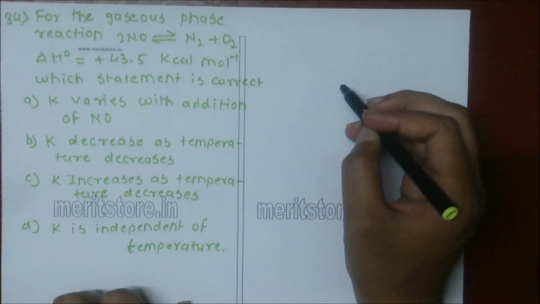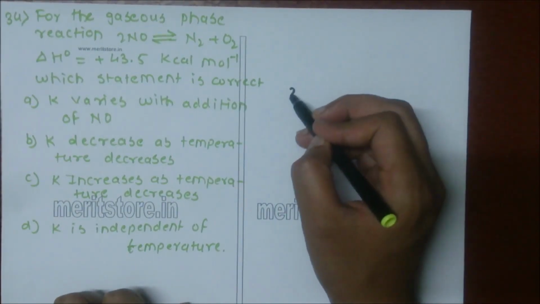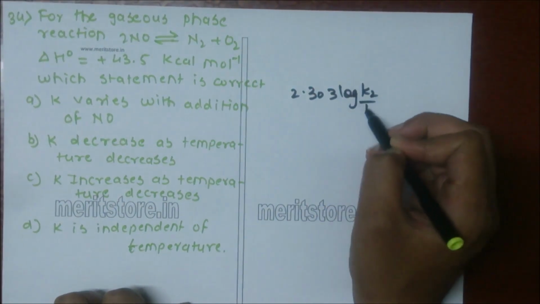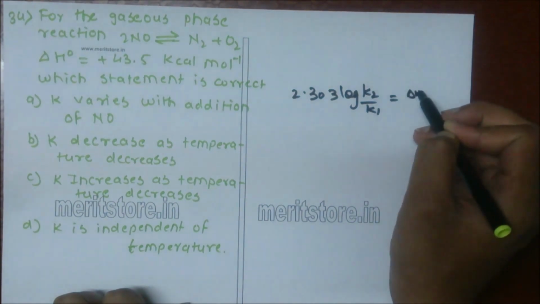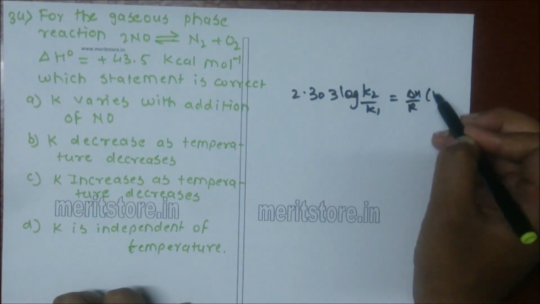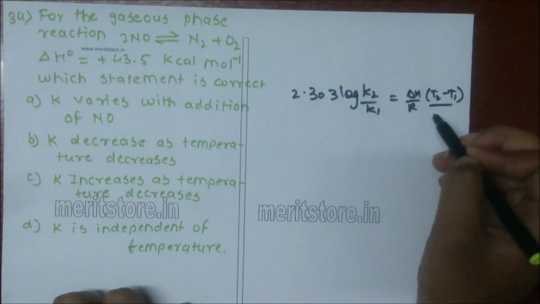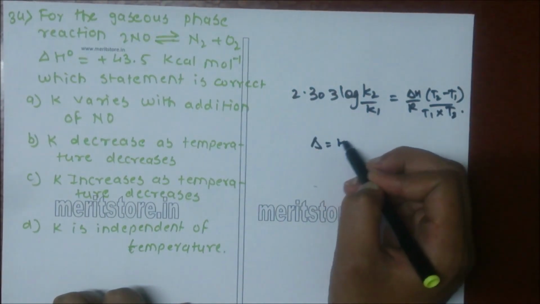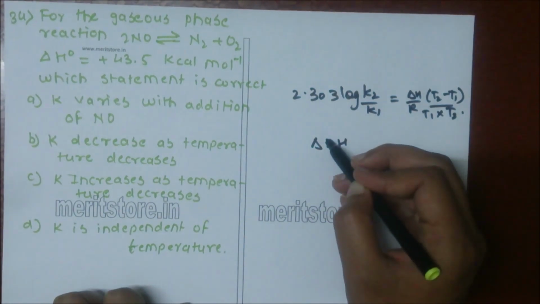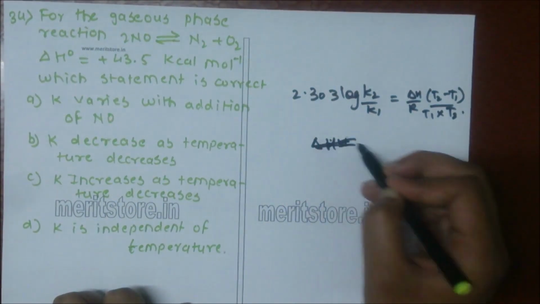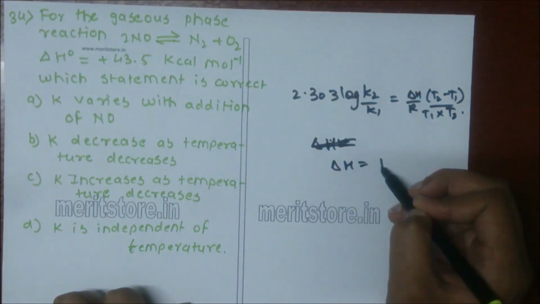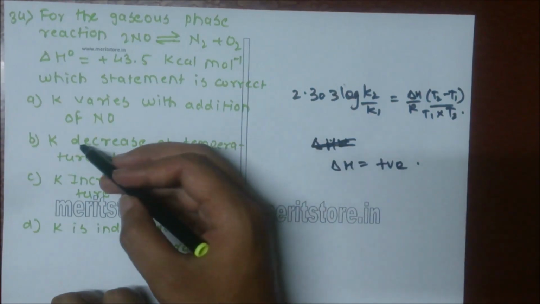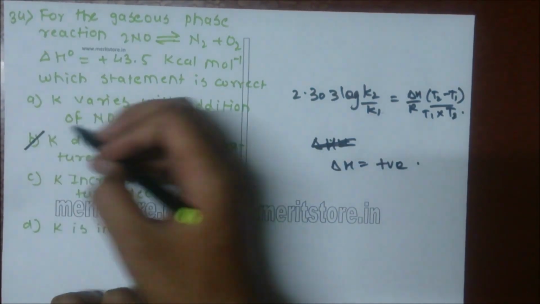As the change in number of moles is equal to 0, we can write 2.303 log of K2 upon K1 is equal to delta H upon R into T2 minus T1 upon T1 into T2. So as delta H is positive for the reaction, K decreases as temperature decreases.